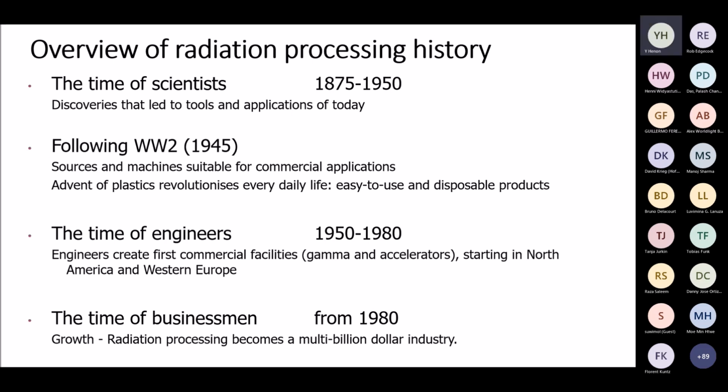Let's have a look now at the long history of radiation processing. And you can arbitrarily split it in three periods. It starts in the late 19th century and up to right after the war. You could call it the time of scientists, because it's when the discoveries that led to the tools, the machines, the sources, and the application that we use today. So it was, let's say, the fundamental work.